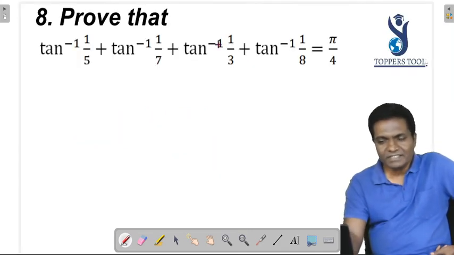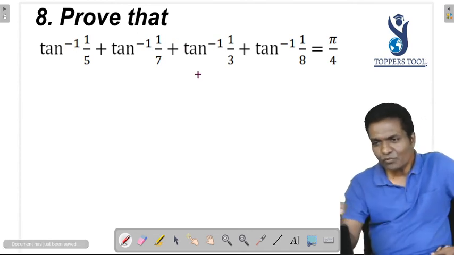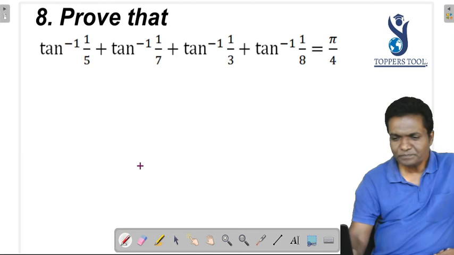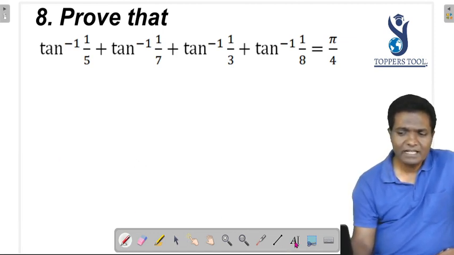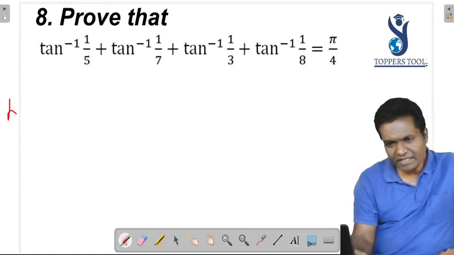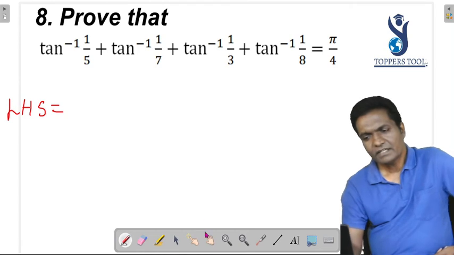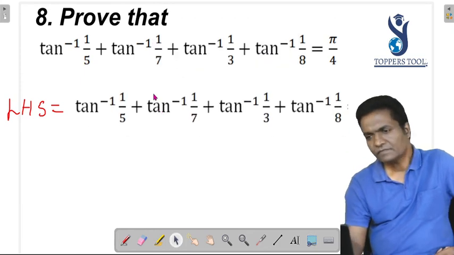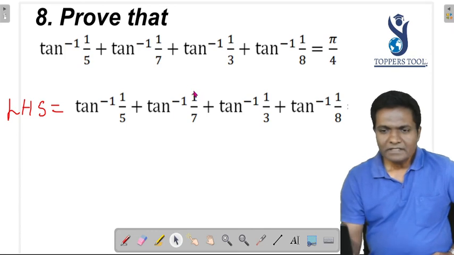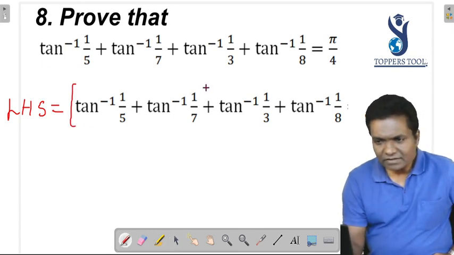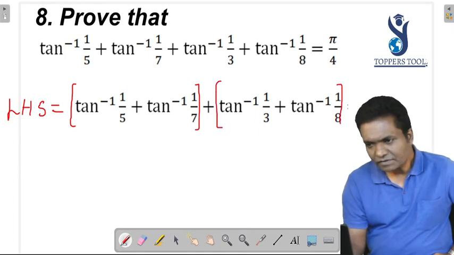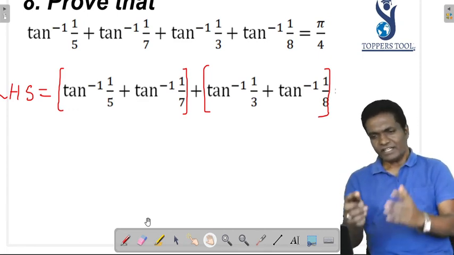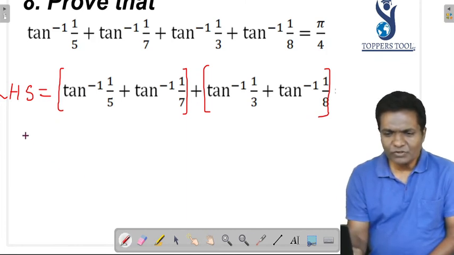Let's have another. This is the last example of today's session. So there are four tan inverse terms and you are asked to prove it as pi by 4. So very simple but a little bit lengthy, you feel. So consider LHS. LHS is this. Consider LHS and group as two terms. Okay, so group in this way, first two terms and last two terms.